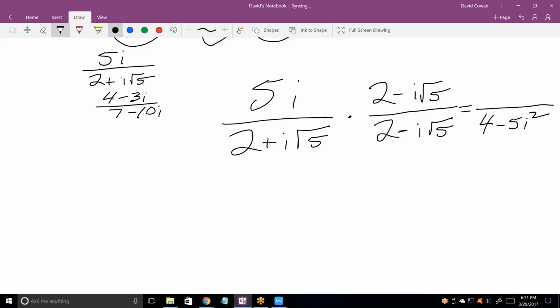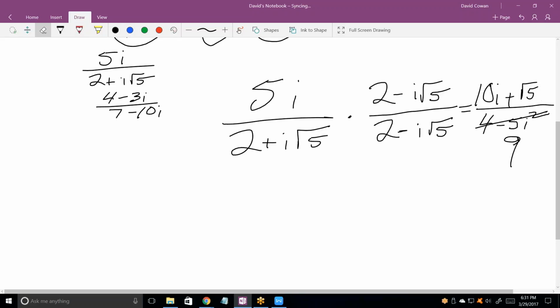And the beautiful thing is that i squared is a real number. What is i squared? -1. So the bottom becomes 9. Now, the top is still an imaginary number. It's 10i minus root 5 i squared. Well, i squared is -1, so I can do that. And now, that's my answer.